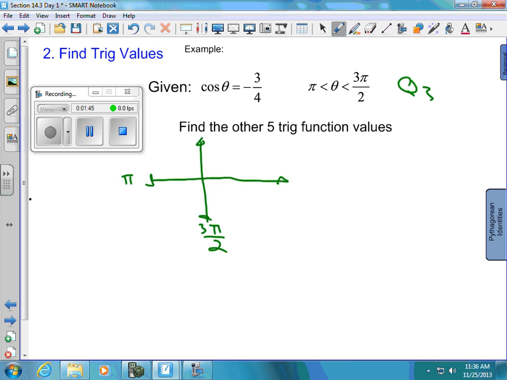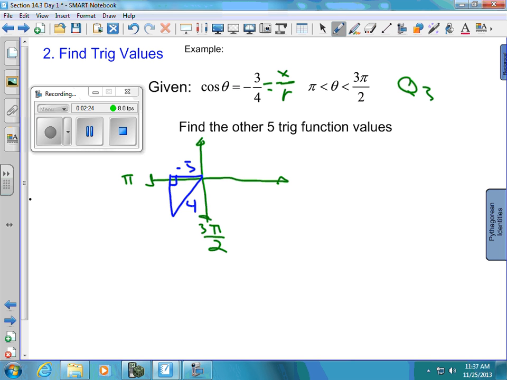So cosine of theta is -3 over 4. If you look at cosine, the definition of that is x over r, adjacent over hypotenuse. So we can use that information to label some sides of a right triangle. If we're in quadrant 3, then the x value is negative, so that's -3, and our hypotenuse is 4. So we have to find y.